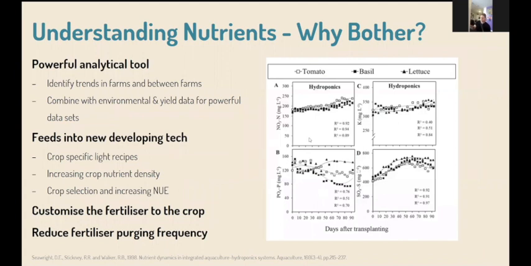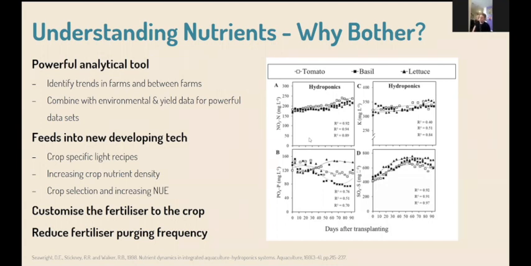So we really need to understand these systems and what happens with the nutrients in hydroponic systems. I'm going to explain why it's important. It's a really powerful analytical tool. You can identify trends in your farms. If you're constantly monitoring your nutrient solution as well as your environment, so a lot of farms are constantly monitoring temperature, humidity, light, all these huge sources of data, making incredibly powerful data sets, you can start spotting trends and seeing where the nutrient demands in your systems are, what growing cycles, are they different under different crops? You can get a lot of data that way, which can really improve how you run your farm.